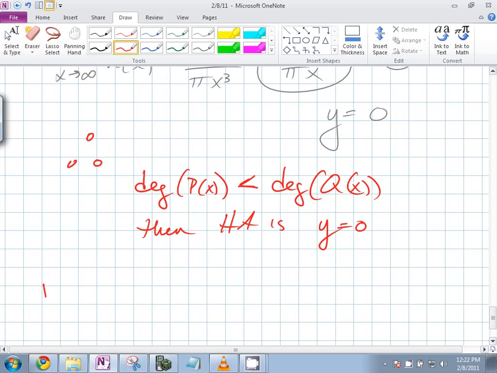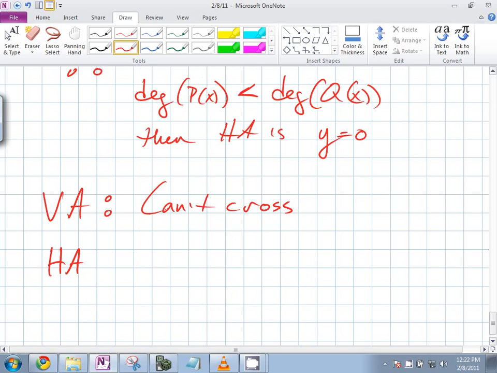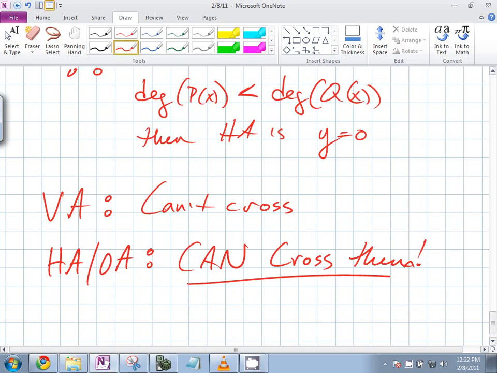Vertical asymptotes. Can you cross them? You can't cross them. You know that, because they either spike up or down or both down. What about horizontal asymptotes? Oblique asymptotes. Could you cross one and it still be a function? Yeah. So what do you have to check? If you find an oblique asymptote and you find a horizontal asymptote, what do you have to check? If they cross.